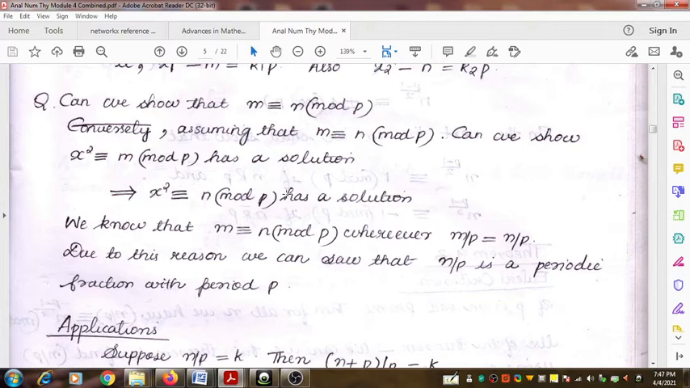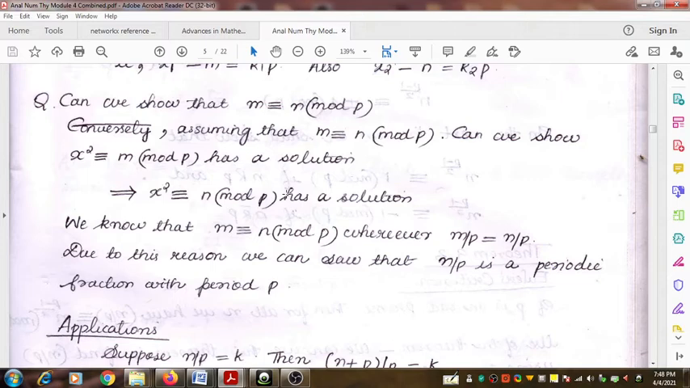That property is that whenever two numbers m and n are congruent with each other, that is, if m is congruent to n mod p, then the corresponding Legendre symbols, (m/p) and (n/p), are also equal. In other words, if m is congruent to n mod p, then (m/p) equals (n/p). So this is the summary of that property.